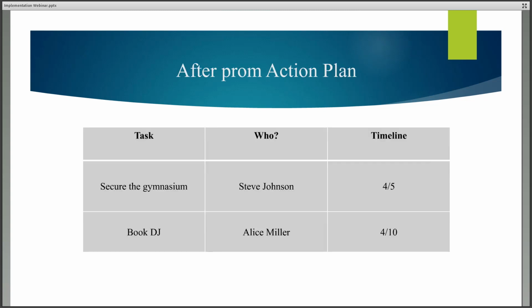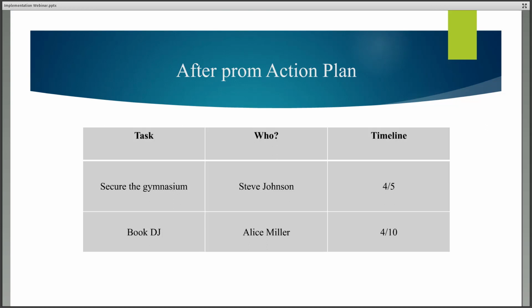So some more defined roles, because all we know right now is we're having an after prom. Now we need to put some of that in place. We need to start putting people to work on that. So one thing that we need is a gymnasium. We have to have a place to hold the event. So we're going to have a task of securing the gymnasium. Who's going to do it? Well, Steve Johnson's going to do it.